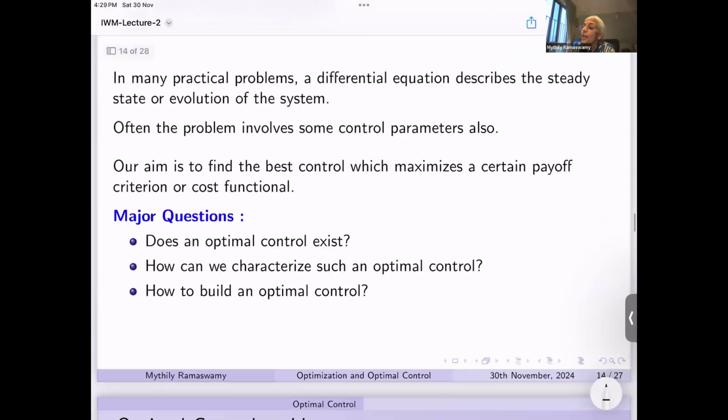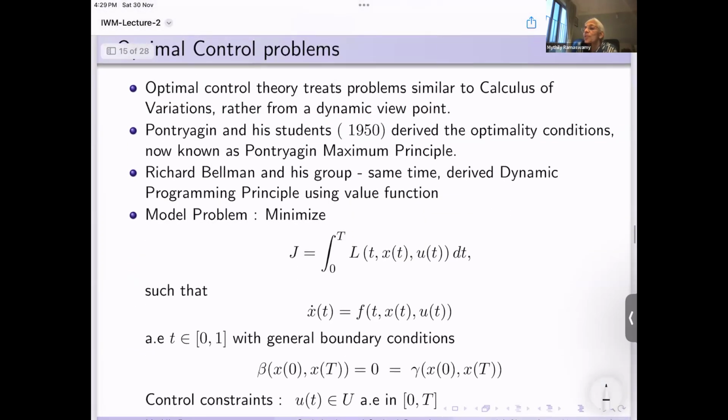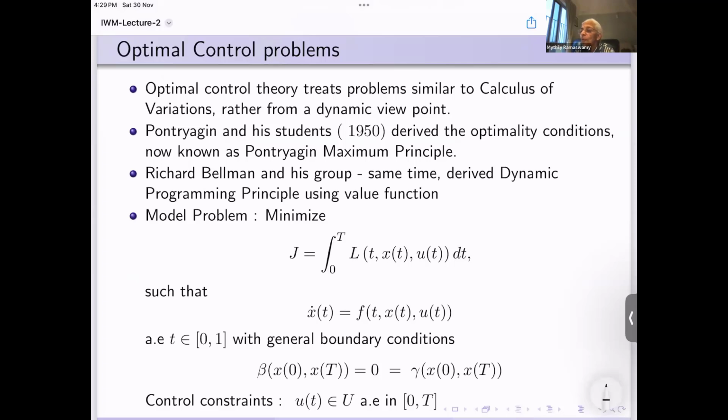Okay. Now a little bit of comparison with the calculus of variations. So optimal control theory also treats problems very similar to calculus of variations, but it is taken from a dynamic viewpoint. In the sense, earlier I did minimization of functionals, with the endpoints fixed, etc. But the constraints did not involve x dot. Now, what if the constraint involves x dot? That's what it means, dynamic viewpoint. So the constraint is going to be a differential equation.